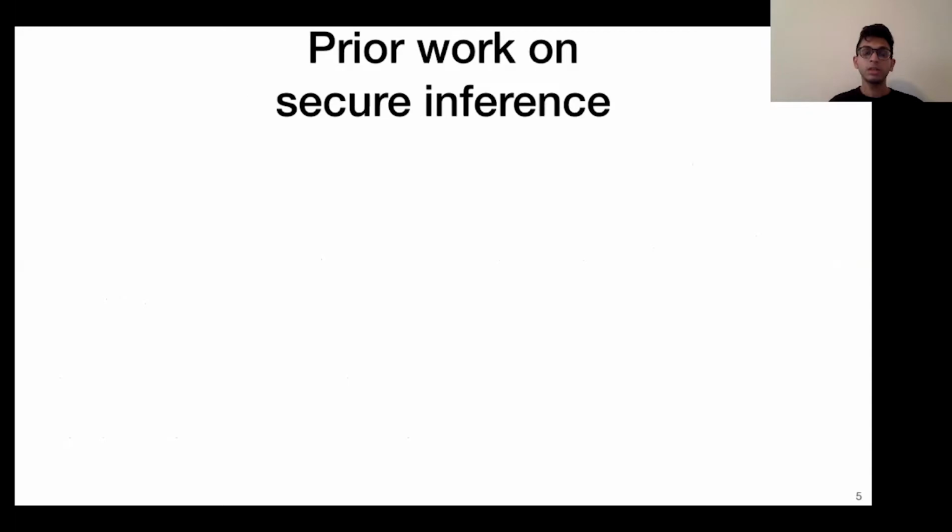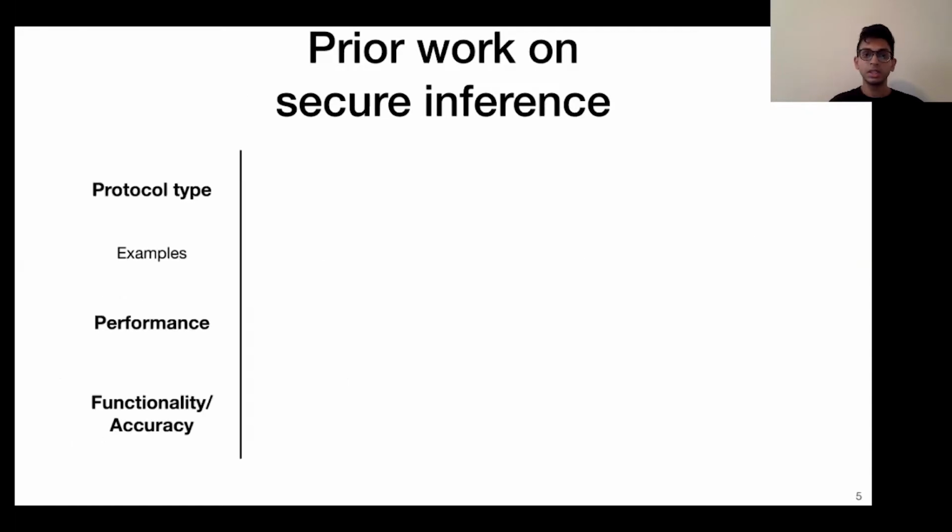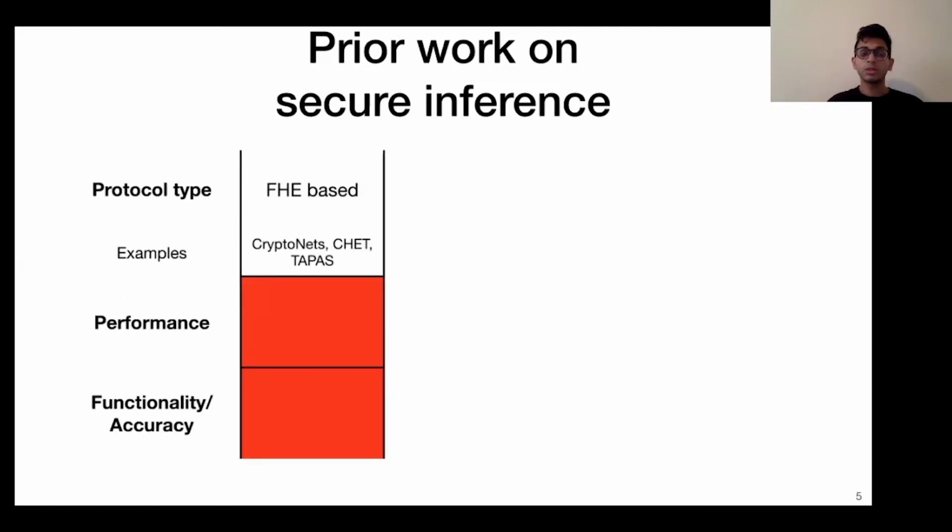Okay, so let's see what some prior work on secure inference looks like. The earliest class of protocols are those based on fully homomorphic encryption. In these protocols, the server homomorphically evaluates the neural network over the client's encrypted input. Now, because FHE is a very heavyweight tool, these protocols suffer from performance overheads compared to native execution and are also not able to efficiently support the kinds of operations that are required by neural networks.